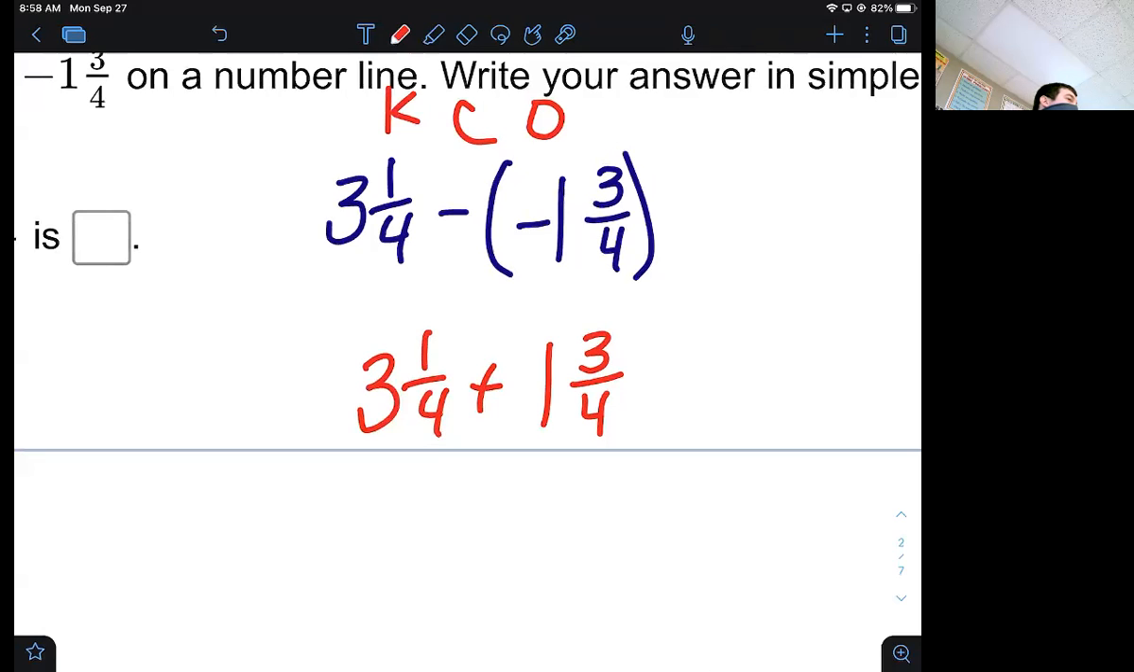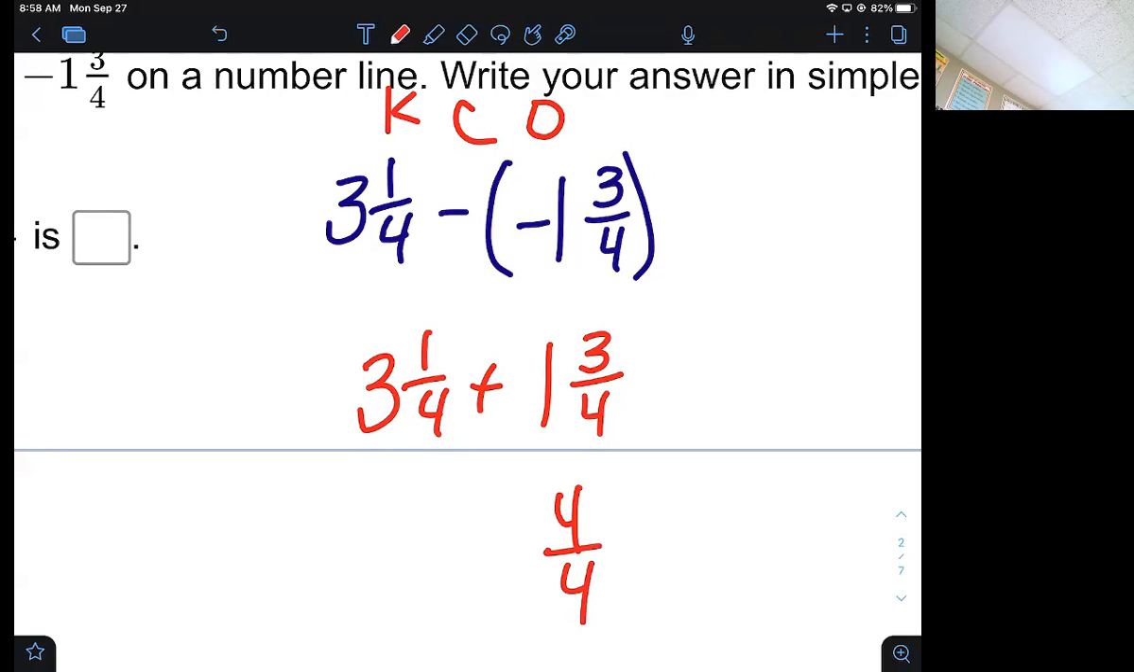My joining forces are going to war. Joining, they're both positive, right? And so my answer is going to be positive. Let's add the fraction parts. What's 1/4 plus 3/4? 4/4. What's 3 plus 1?